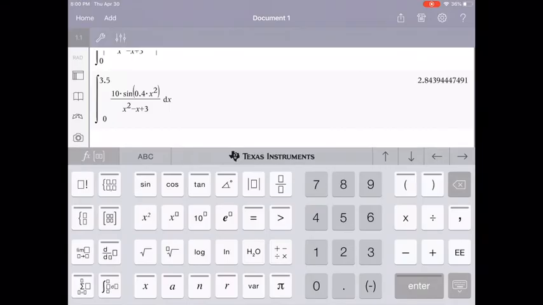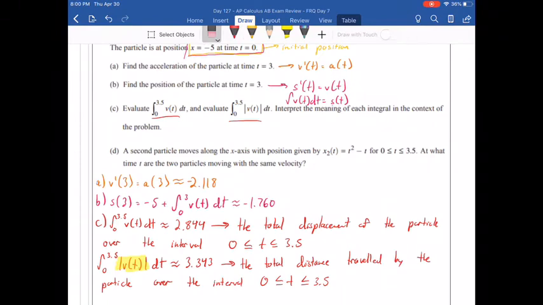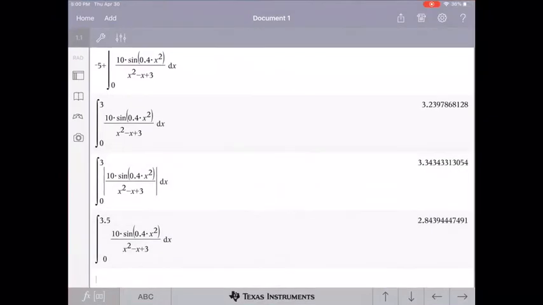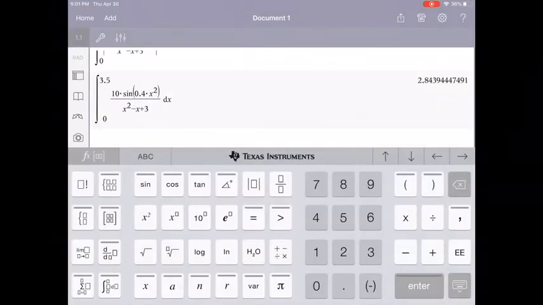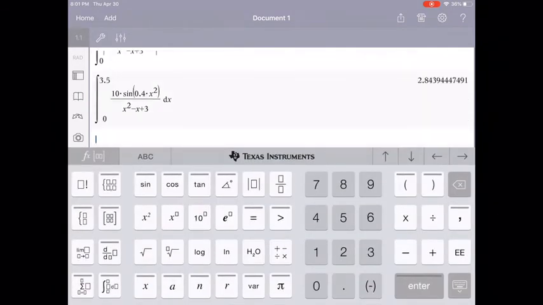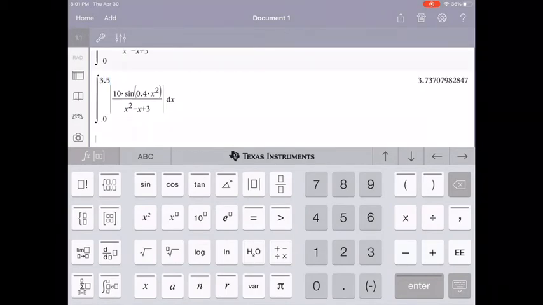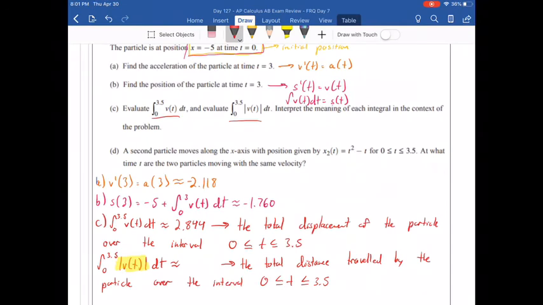Gosh darn it. 2.844, yeah. So let me put that back there. Nope. Come on. 2.844. And then if we do the other one, you should get... so where's the one with the absolute value bars? Sure to go. Copy that. Paste that. 0.5. So 3.737. All right.